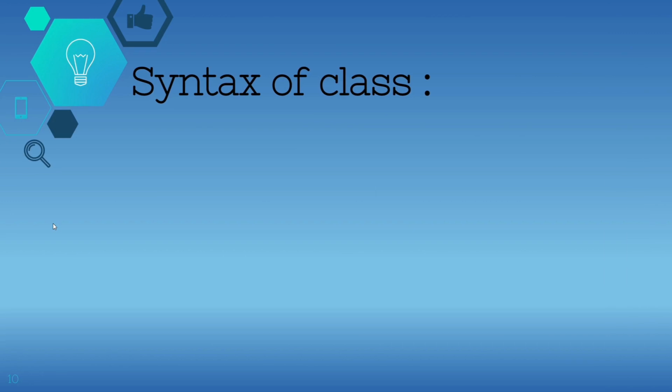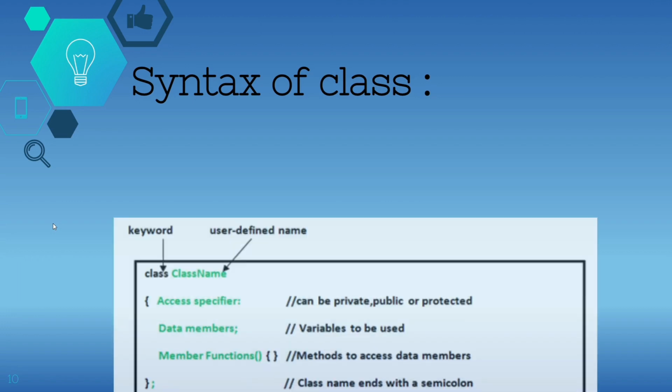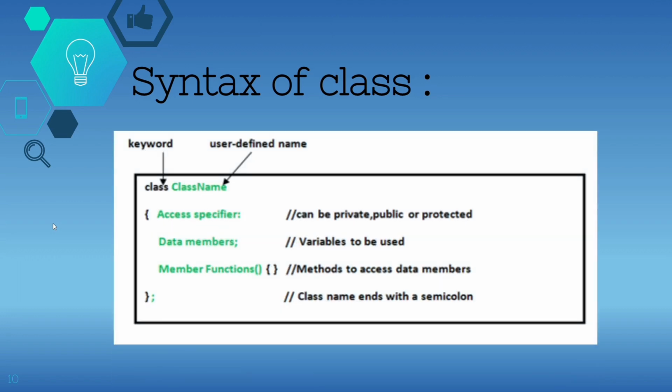Now, if I want to define a class, it will have syntax something like this. First, we have to write the keyword class followed by the name of the class. Then, we have to define the access specifier, that is public, private or protected. Next, the data members and member functions are defined.